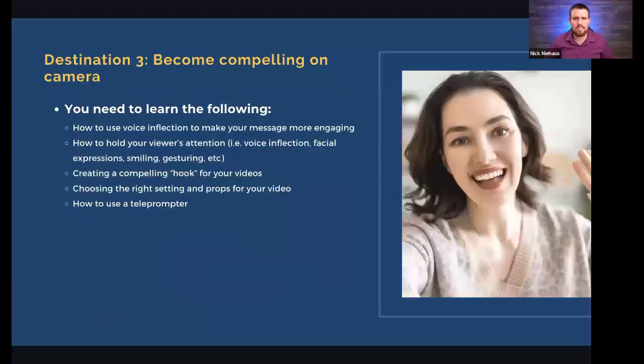Moving on to destination number 3. This is month number 3. This is where you're going to learn how to be compelling on camera. This is all the on-camera skills, right? So this is stuff like you need to be learning how to use voice inflection. So a lot of people are very monotone when they first start making videos. It's all just one steady tone, and it's not very exciting to listen to. So we're going to talk about that. We're going to talk about creating a compelling hook for your videos, right? How to use settings and props and things like that to get people excited about watching the rest of your content.